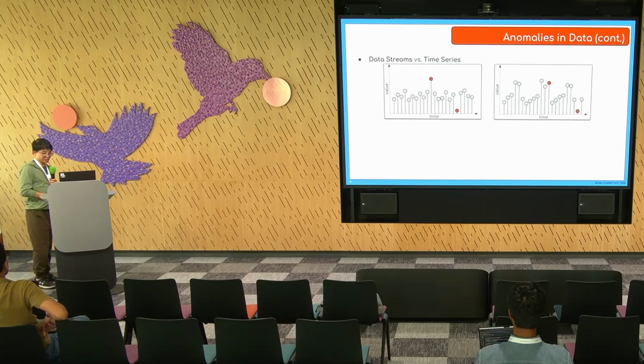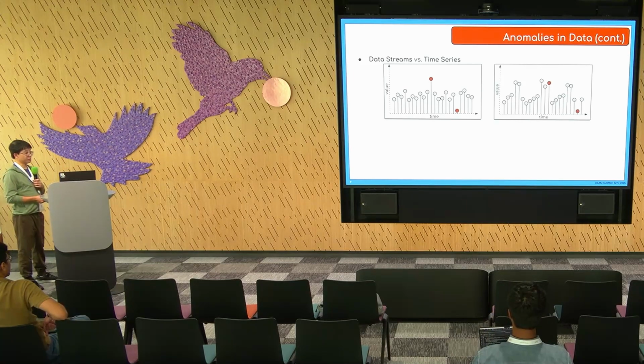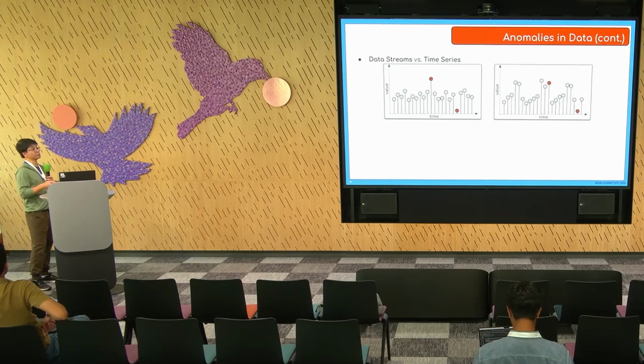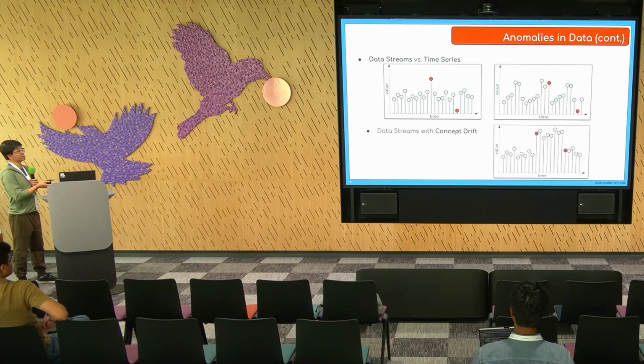Another type is shown on the right. In this case, the data points are time dependent. For example, think about the number of taxi rides in New York City. You can see there is some kind of seasonal pattern, and a sudden increase in the number of taxi rides may suggest, for example, a rainy day.